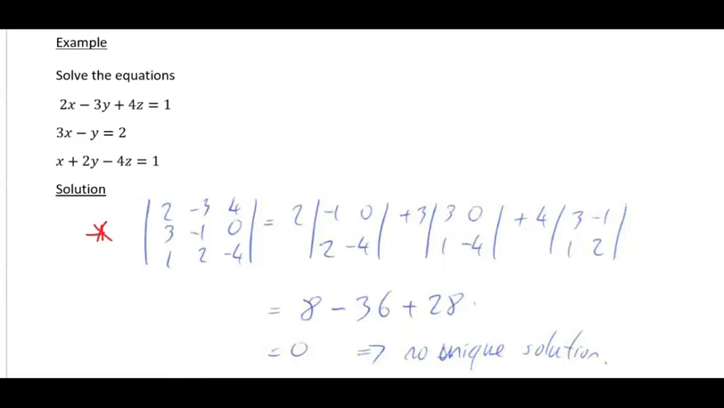Now, more often than not, it is going to be the case that your determinant is equal to 0, but you still have to show it. And determinant equal to 0 implies there is no unique solution. So you now have to figure out which of the situations which we mentioned above it is going to be.